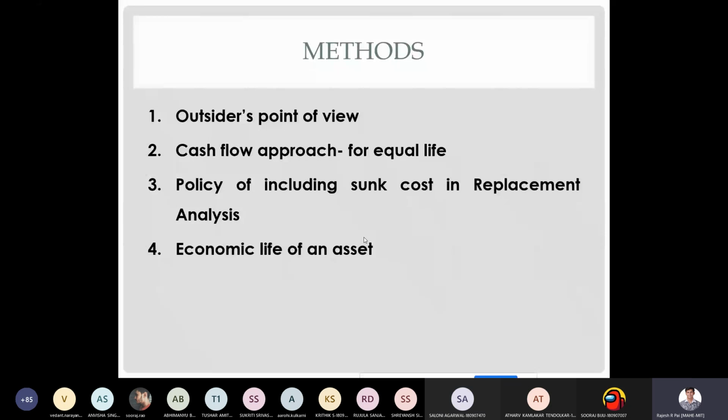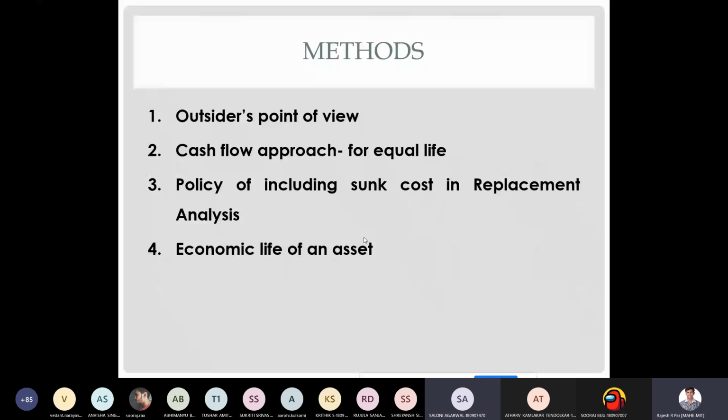Policy of including sunk cost is nothing but you are going to consider the sunk cost into the analysis. Like the cost which has already been recovered or the cost which has already been spent, and what we have to do for recovering them. So that will be in policy of including sunk cost, which is not there for your syllabus.